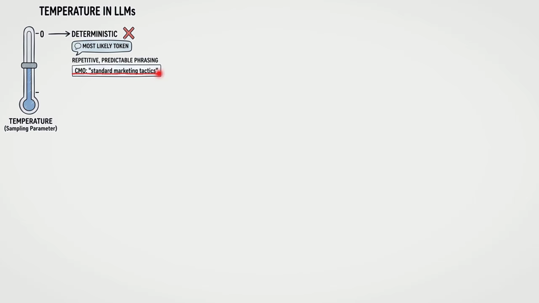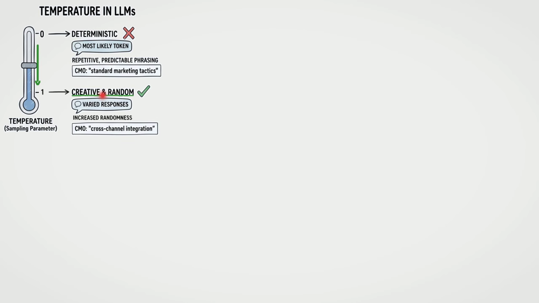Now, let's talk about how we control the randomness of our language models. We use a mathematical parameter called temperature. Think of it as a dial ranging from 0 to 1. When we set the temperature to 0, the model's output is completely deterministic. It just picks the most likely next word every single time, giving us very repetitive and predictable phrasing like standard marketing tactics. But as we move this parameter closer to 1, we introduce randomness. The model becomes more creative and random, offering varied responses, like suggesting a cross-channel integration strategy.